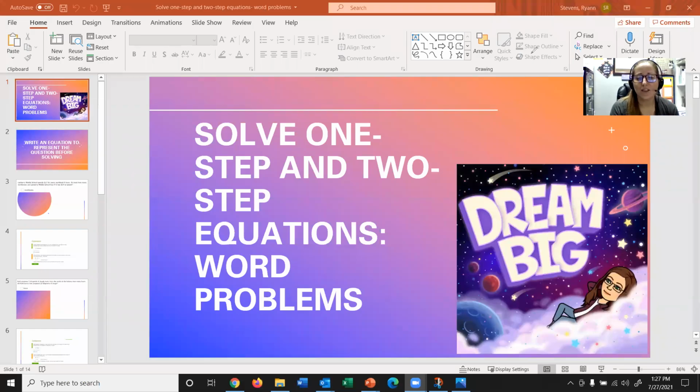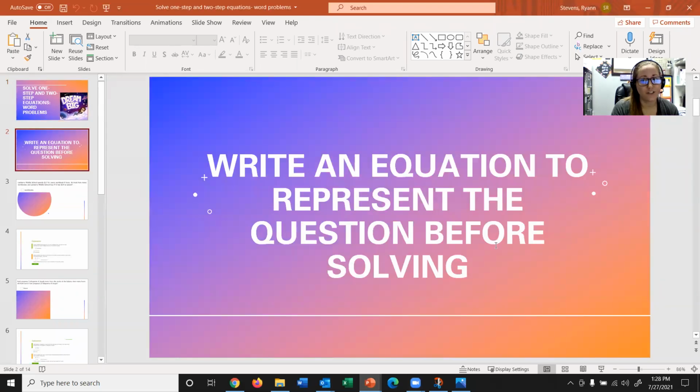We are going to be looking at solving one-step and two-step equations with word problems, okay? So an important thing to remember with any word problem is you want to read the question and understand it the best that you can.